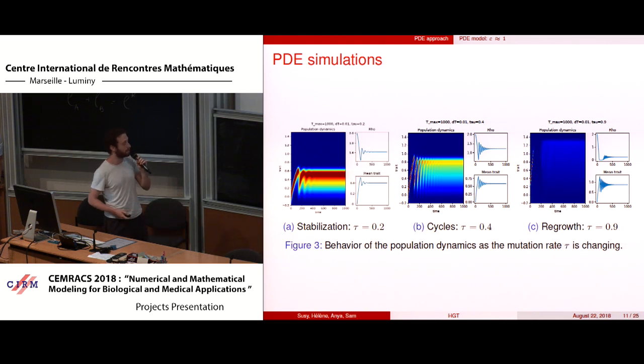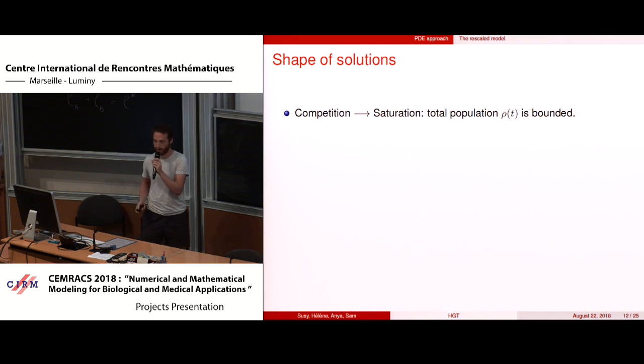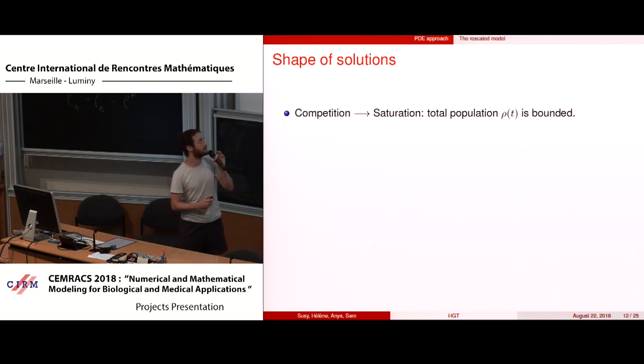So we have to understand a little bit what the solution looks like. What is the shape of the solution we are trying to compute? First of all, there is one important feature in our model: there is a competition term, meaning that all the individuals compete with each other for the same resource. This leads to a saturation phenomenon, which mathematically speaking means that the total population, the total number of individuals, is bounded.